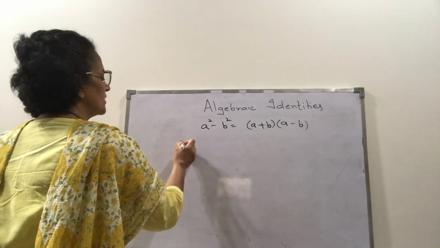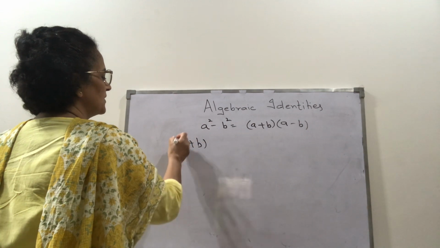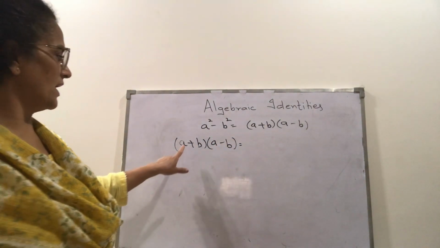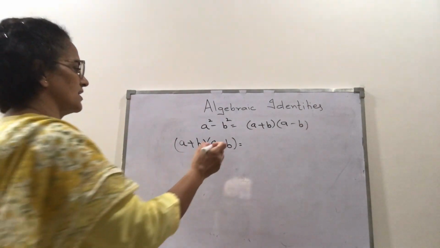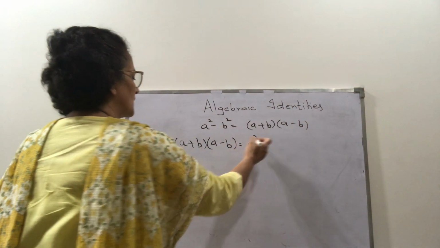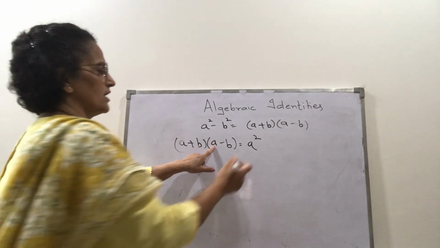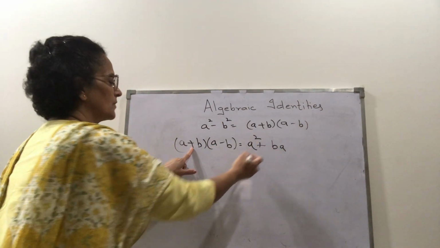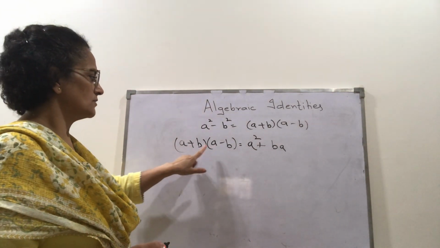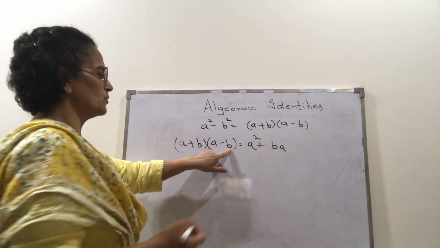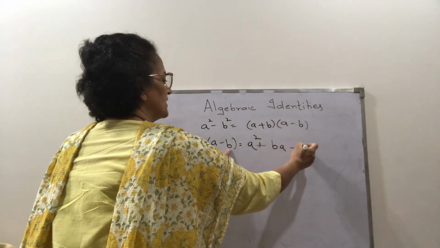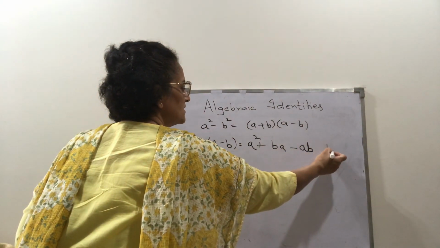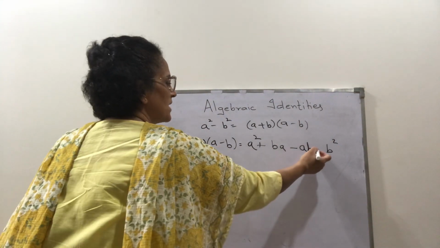So let's open up the brackets. This is (a plus b)(a minus b). So a into a is a square, b into a is ba, and there is a plus sign. A into b, that is minus ab, and b into b is b square, and there is a minus sign.